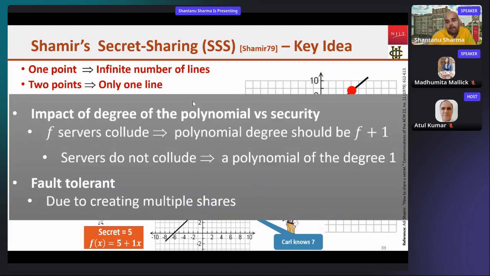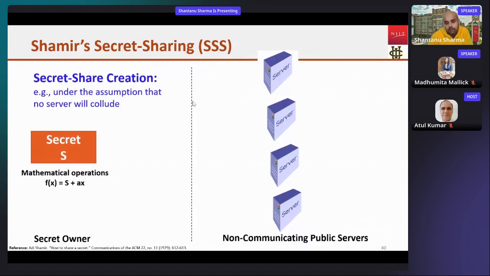Here is some mathematics. Let's say f servers will collude, like Bob, Carl, Adam, John, different servers or different people. Then in that case, we need to select the degree of the polynomial larger than the number of colluding servers, at least f plus 1. And if none of the servers collude, then a polynomial of degree 1 is completely good. Another advantage of this technique is that it is fault tolerant. Because we are creating multiple shares, if one of the servers dies, we can get our data from other combinations of servers.